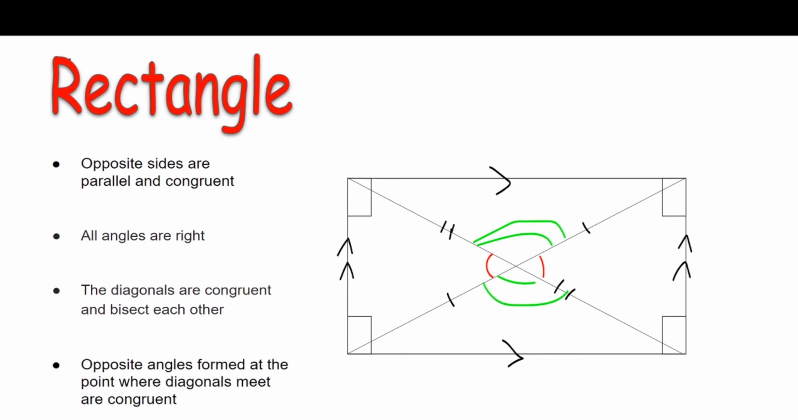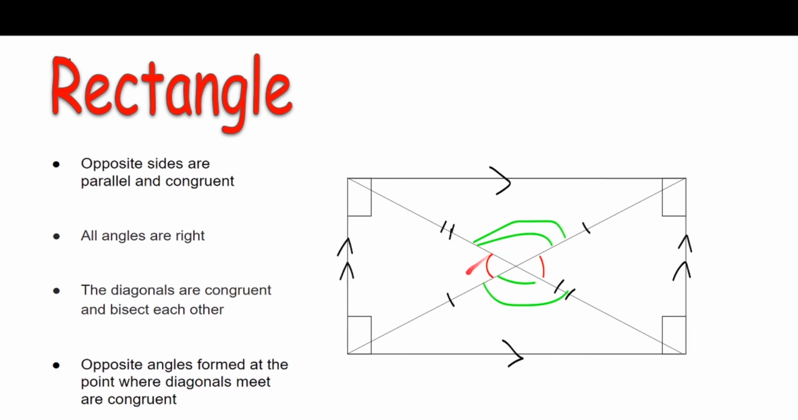And opposite angles formed at the point where diagonals meet are congruent. What that means is the angles I have marked in green and red are congruent. These are vertical angles, and those vertical angles are formed by the diagonals, and they are the same measure. So this angle would be the same as this angle, and this angle is congruent to that angle.